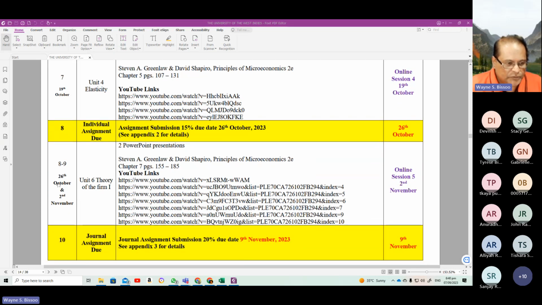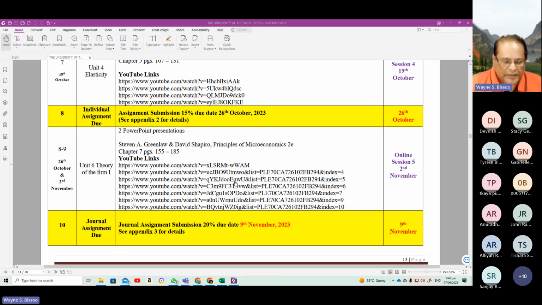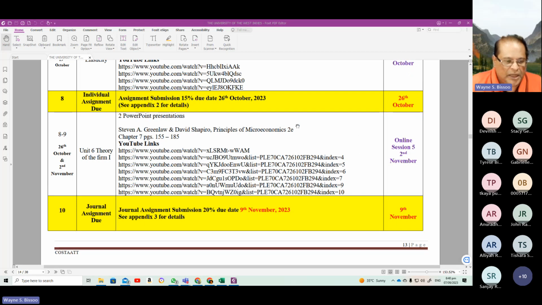Theory of the firm, 26th and the 2nd of November. This is theory of firm 1. This is a fairly lengthy area, but important again because it starts to talk about the various aspects of how firms operate and how they make decisions. Everything in yellow is where there's an assignment due date.